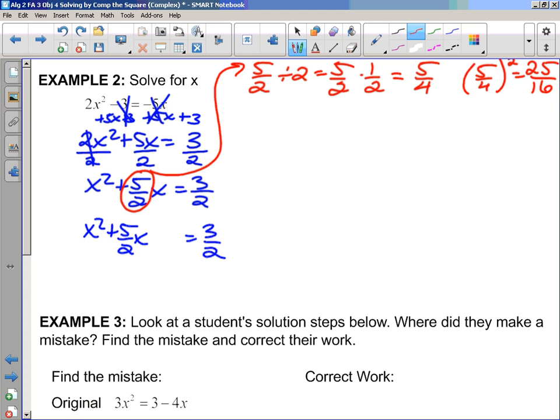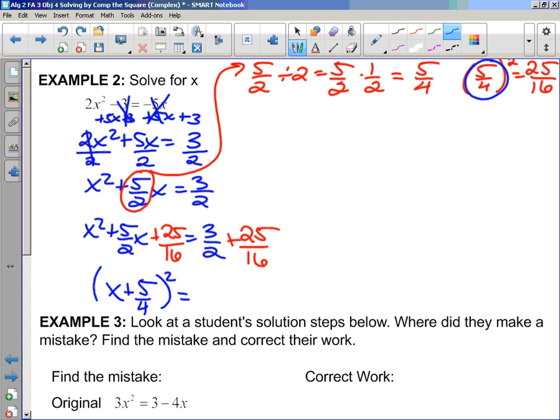I'll try and use colors a little bit better this time to help you see what I'm doing. Then what I'm going to do is factor the left, and remember what goes here with the x is not 25 over 16, but 5/4, what I squared. And the right side, I want to get both to have the same common denominator. This one's easier than the last one.